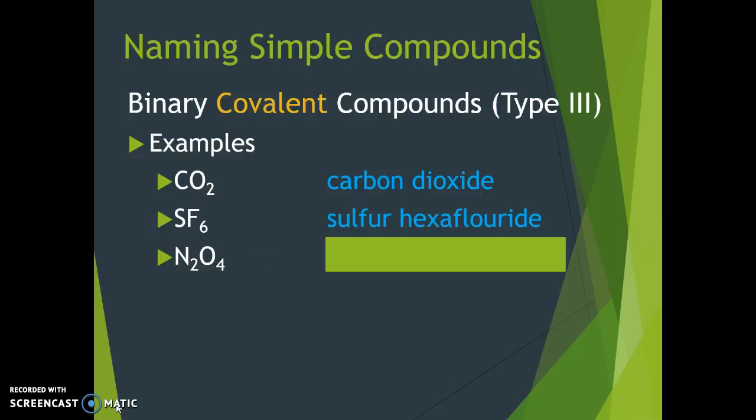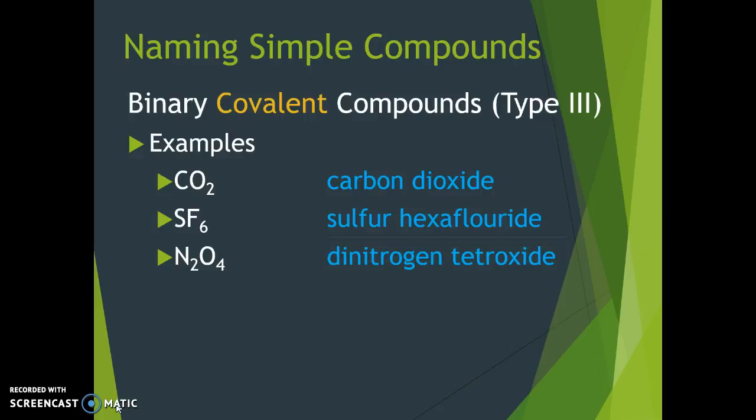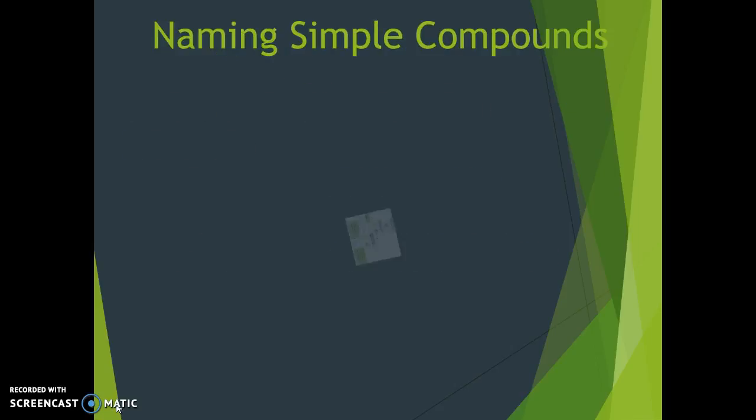Finally, this compound has 2 nitrogen, and then the prefix for 4 is tetra, so the correct name for this compound is dinitrogen tetroxide. When you use the prefixes with oxygen, you typically drop the vowel on the prefix and keep the O from oxygen. So instead of tetraoxide, it's tetroxide.